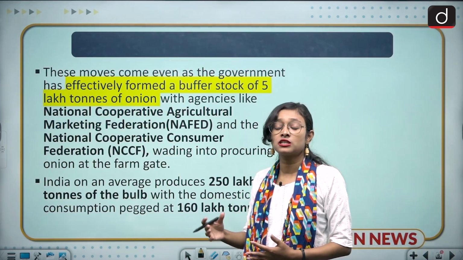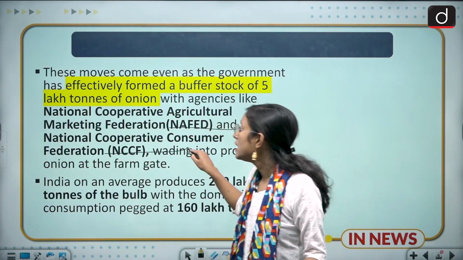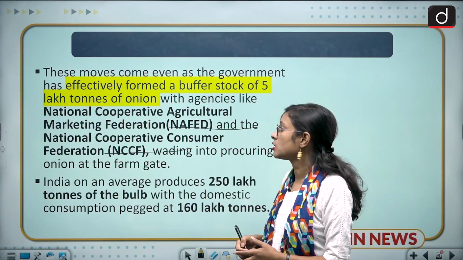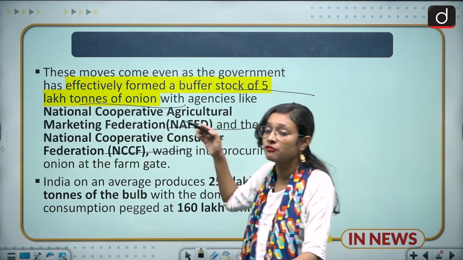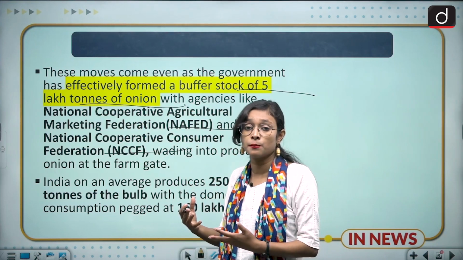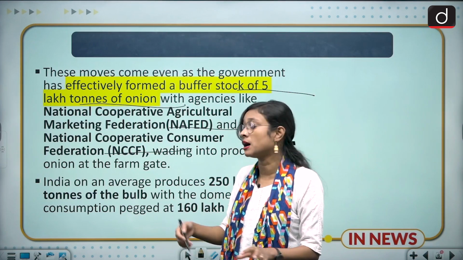So these are the government initiatives, and how they have impacted the export market we have already discussed. It has also created buffer stocks with organizations like NAFED and NCCF. And how much buffer stock has it created? It has created 5 lakh tons of onion buffer stock, which is a very huge number. But despite all these efforts, we are facing such a crisis in the market.